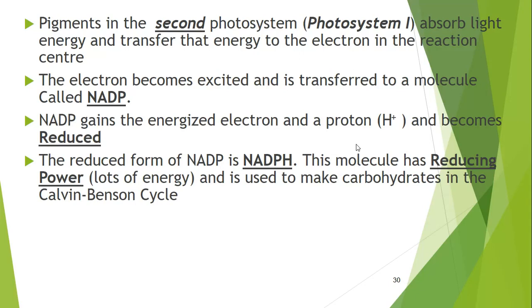The NADP picks up a proton that just fired out of the thylakoid, and it forms NADPH. And like I said before, NADPH is reduced. It has lots of energy.